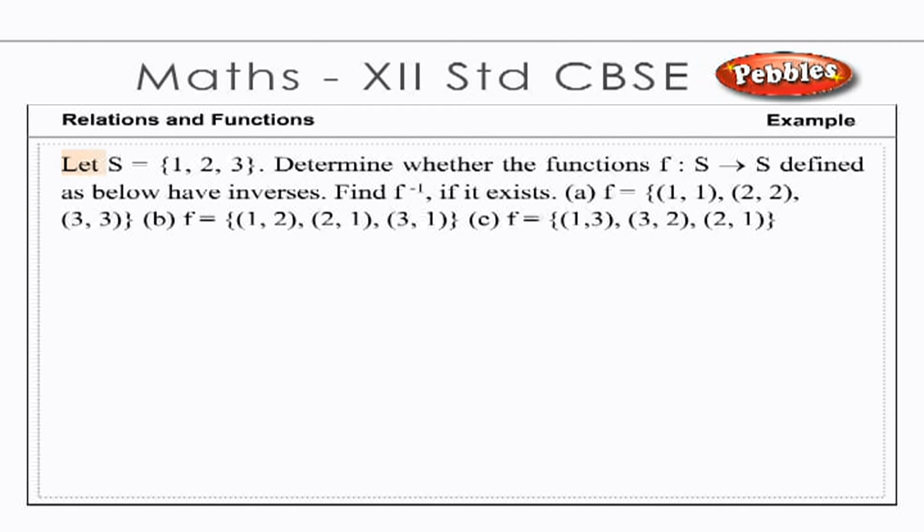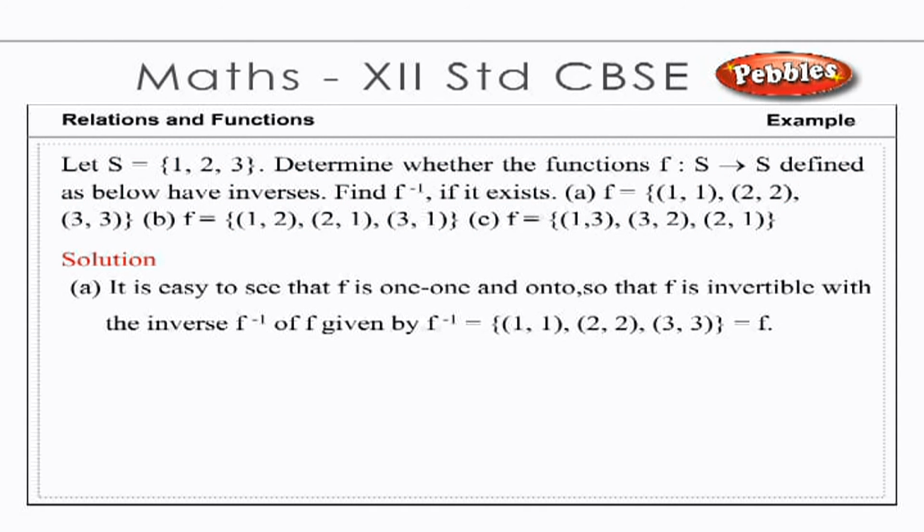Example. Let S = {1, 2, 3}. Determine whether the function f from S to S defined as below have inverses. Find f inverse if it exists. A. f = {(1,1), (2,2), (3,3)}. B. f = {(1,2), (2,1), (3,1)}. C. f = {(1,3), (3,2), (2,1)}.